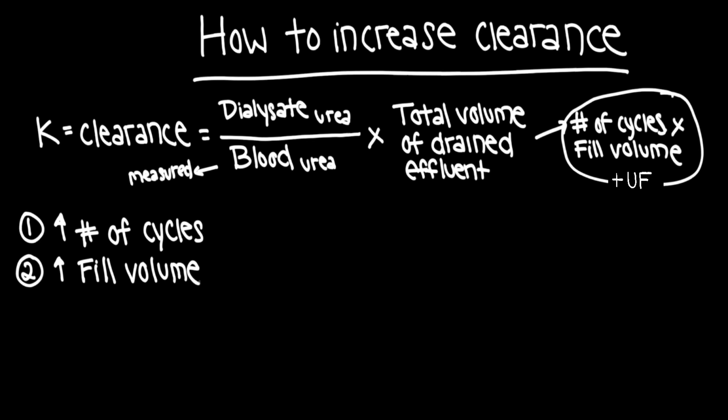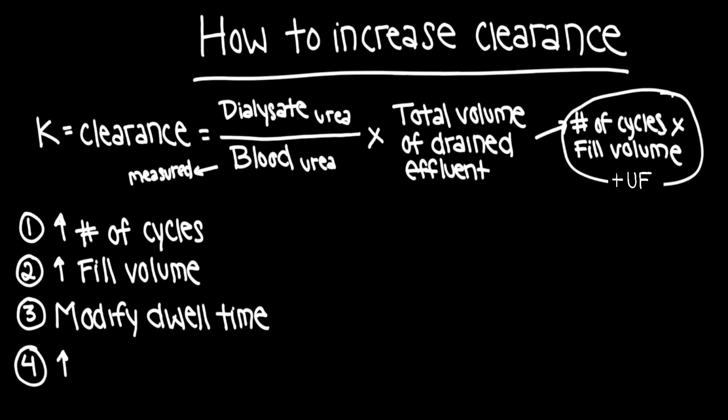Of course, we can only increase fill volume to a certain point as we are restricted by the patient's abdominal size. The next thing we can do to increase clearance is modify the dwell time. Some patients are able to diffuse their waste products across their peritoneum very quickly, while others need longer. More in-depth discussions about modifying dwell time are a little out of the scope of this lecture.